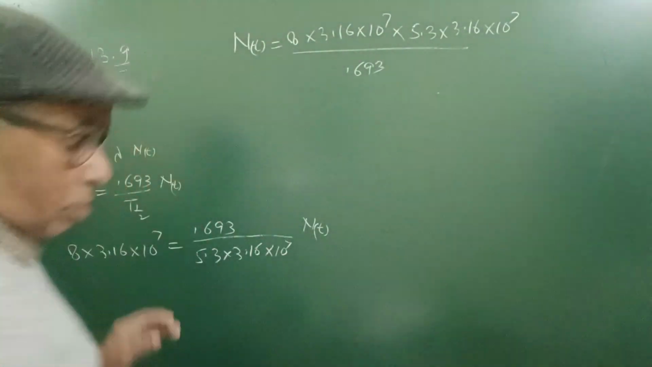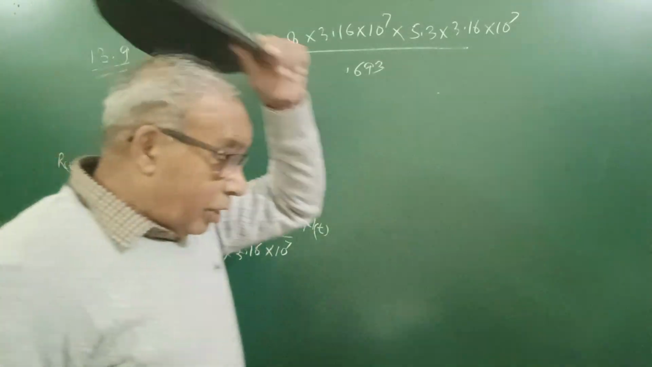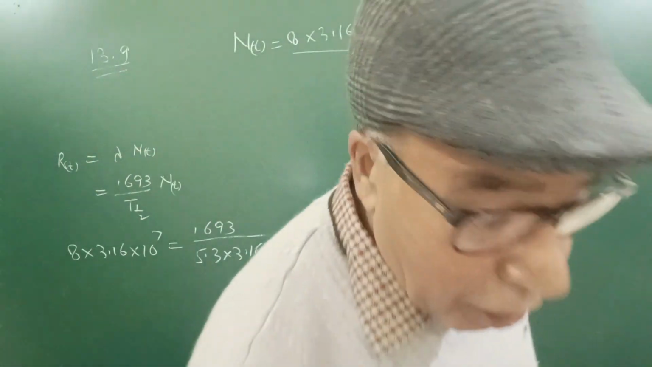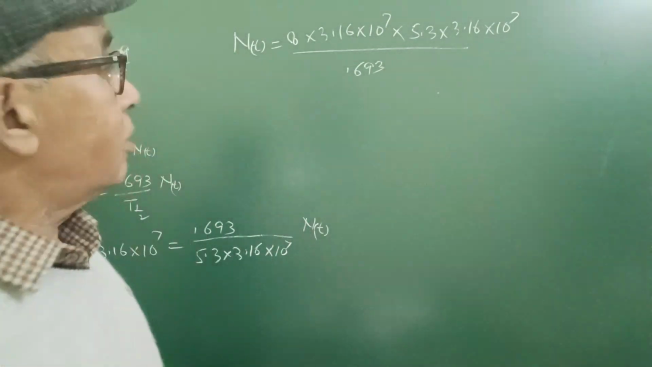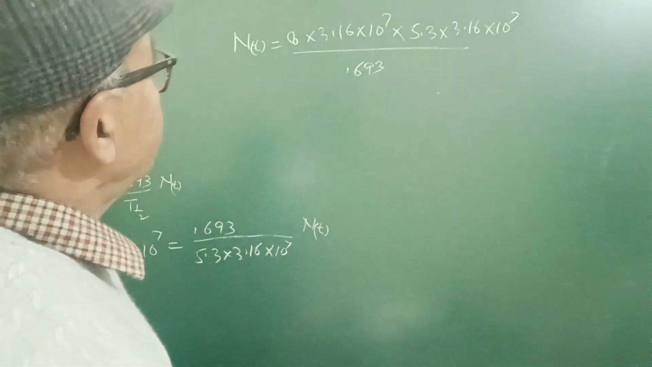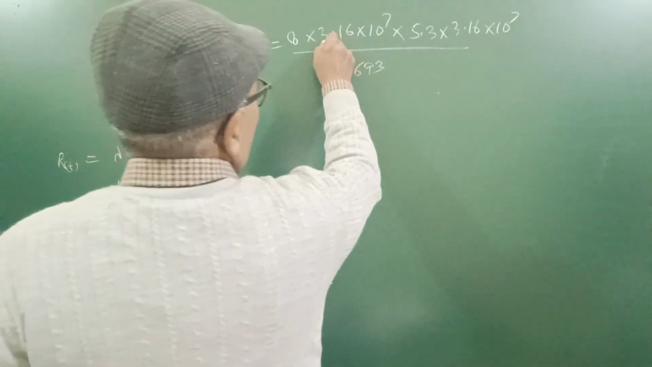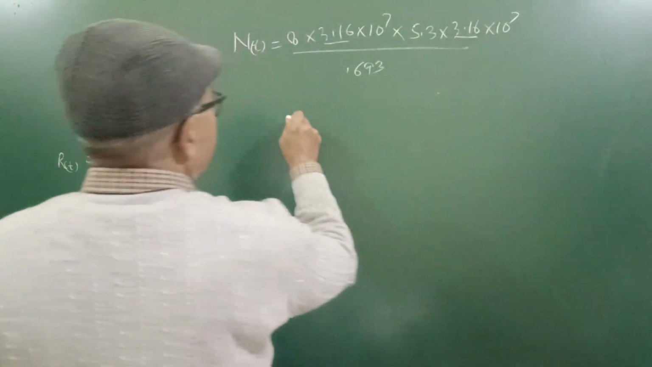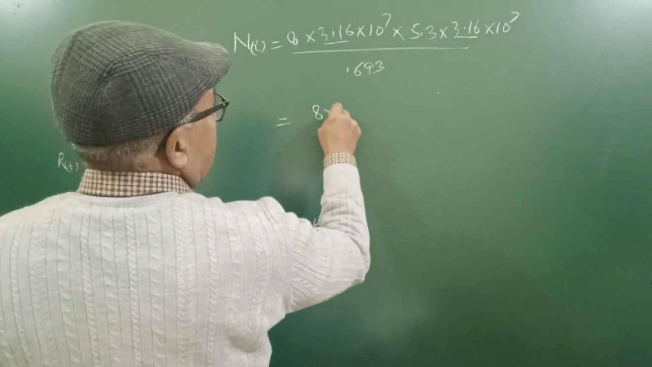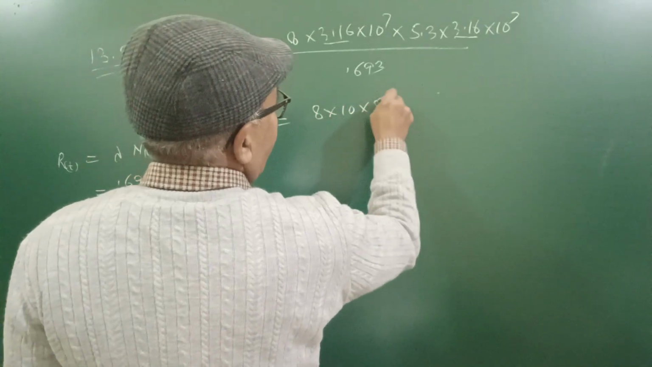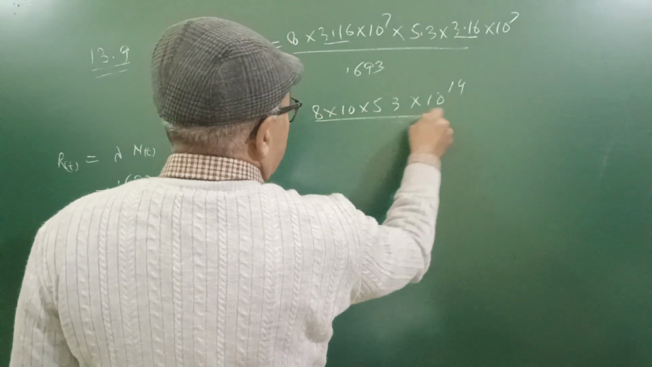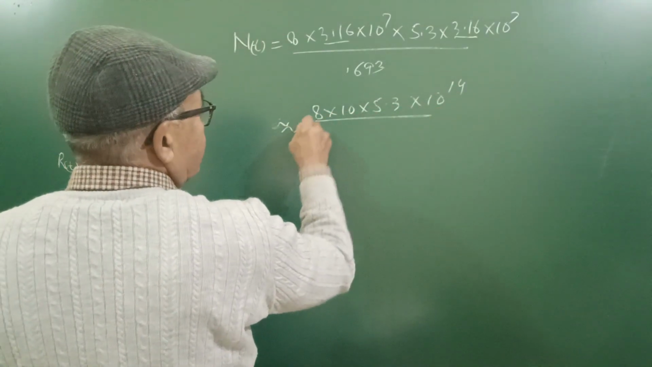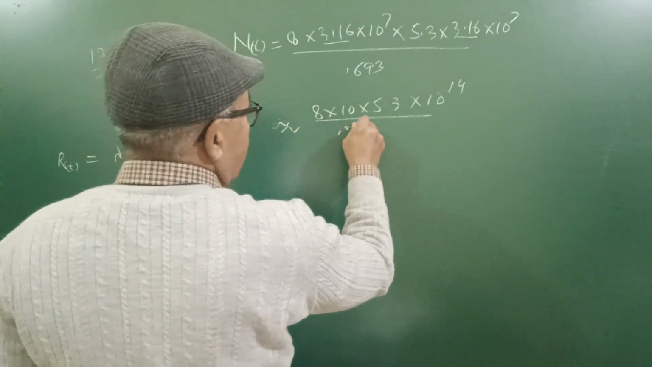So here the exact answer is not the meaning. Procedure is the meaning here. Try to understand the procedure. So I told you this is into this 10. 8 into 10 into 5.3 into 10 to the power 14. Take this nearly 7.7.